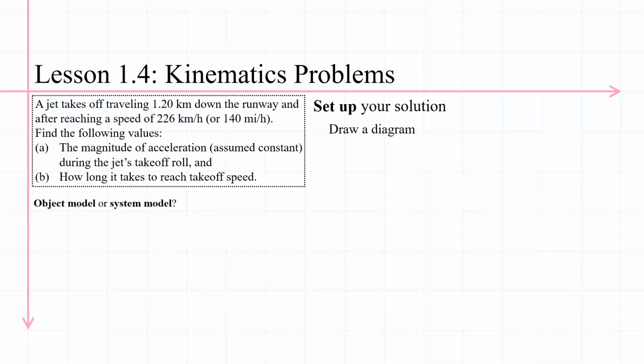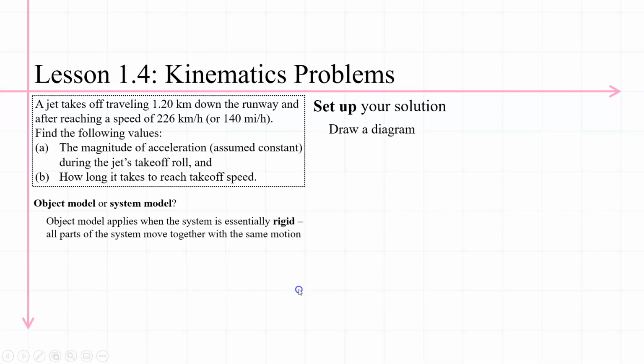And that brings up an important question. When we draw this diagram, are we considering the movement of this object from the object model perspective or the system model perspective? Now, what does this mean? If we're using the object model, we're assuming that the thing that's moving is either a single point or a rigid body. When I say it's a rigid body, what I mean is that we assume all parts of the system are moving together with the same motion, or at least we can assume that the system is moving together with the same motion.